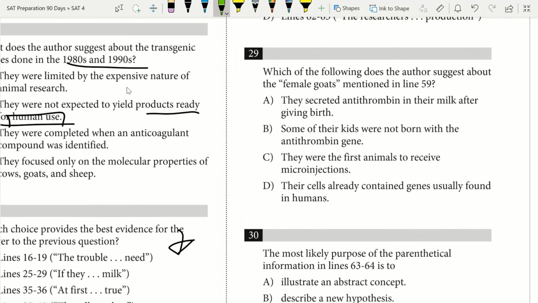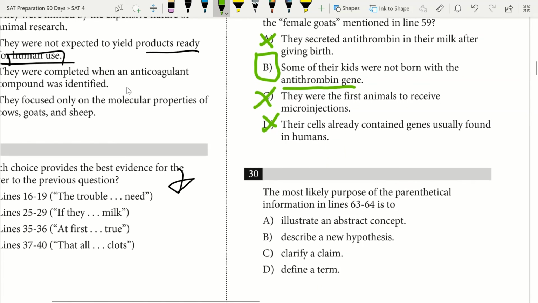We have option A, they secreted antithrombin in their milk after giving birth. That is not correct. We have option B, some of their kids were not born with the antithrombin gene. Yes, right. They were not born with that antithrombin gene, right, because they were transgenic. So our answer there would be B. They were transgenic, therefore they did not have that antithrombin gene. So we have B for number 29.